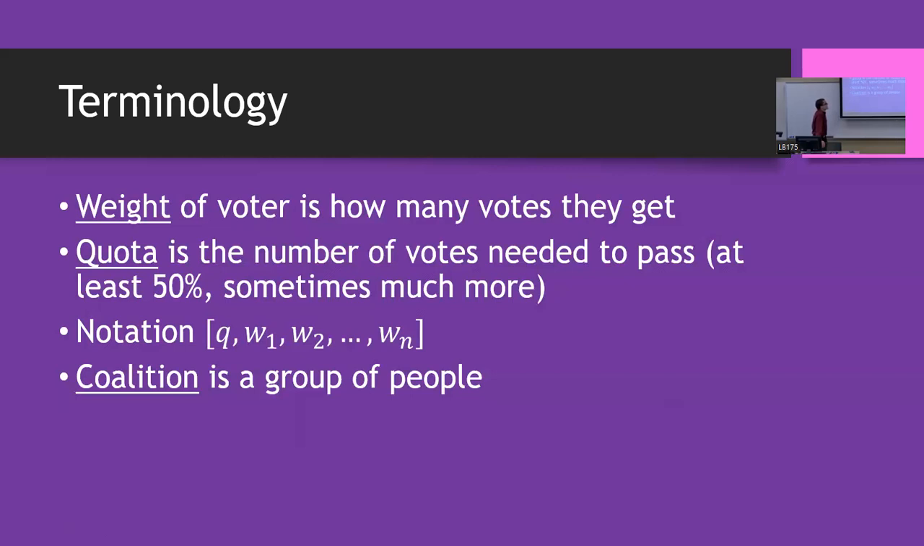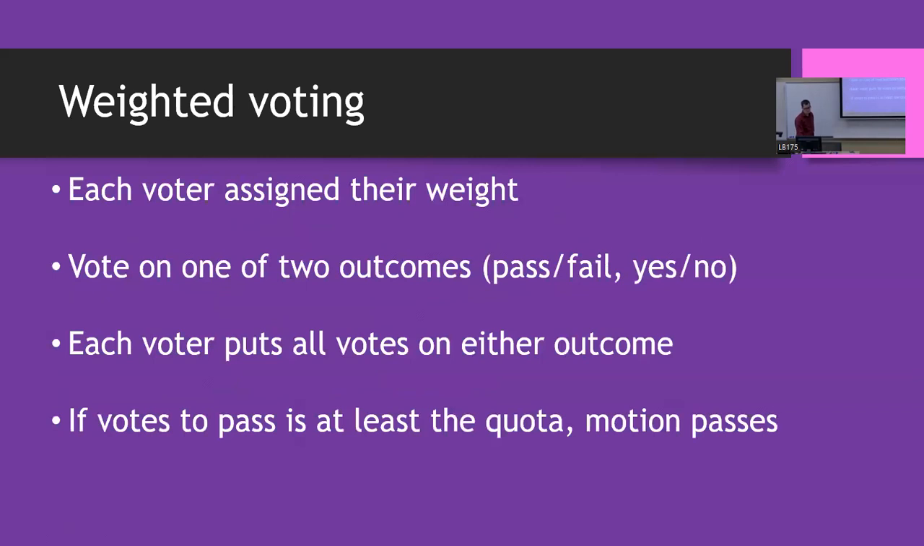And whenever we say a coalition, all we're talking about is a group of people who are voting in the same way. A coalition is a group of people who, I should say, potentially could vote in the same way. All right?